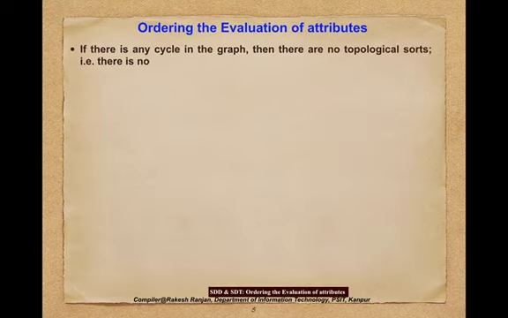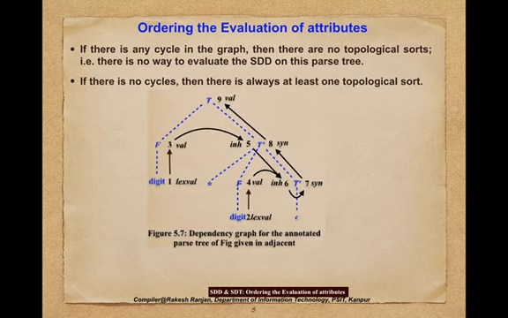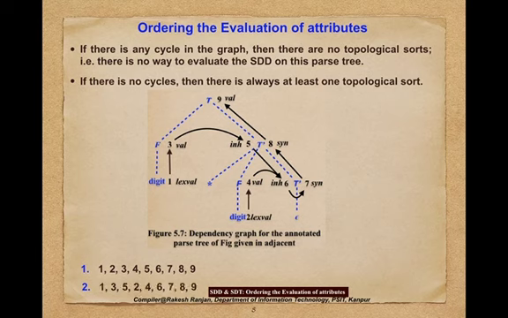Now, ordering the evaluation of attributes. It can be ordered in different ways. Let us consider this dependency graph for the annotated parse tree for the given input. One option can be: first 1, then 2, then 3, 4, 5, 6, 7, 8 and 9. This will be okay. Another option is 1, then 3, 5, 2, 4, etc.